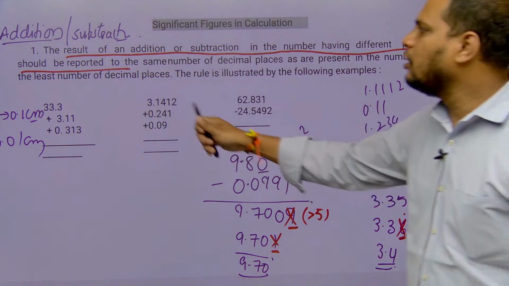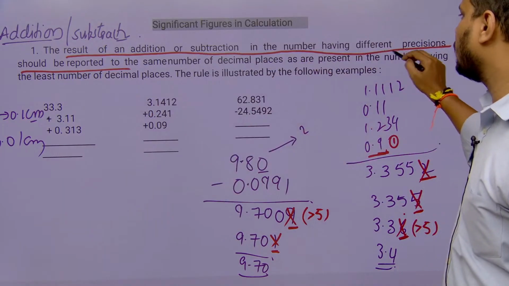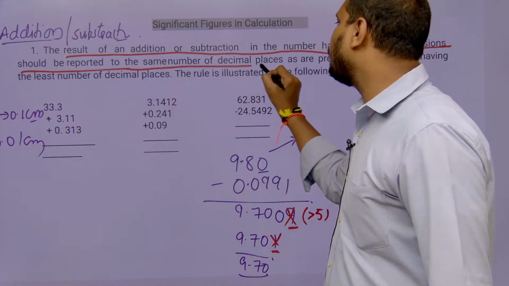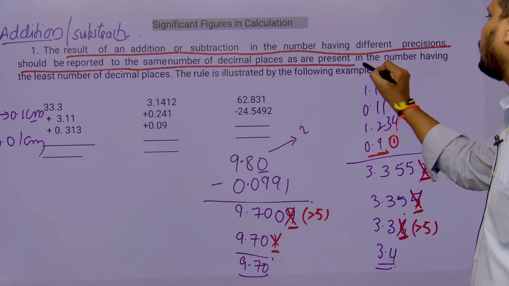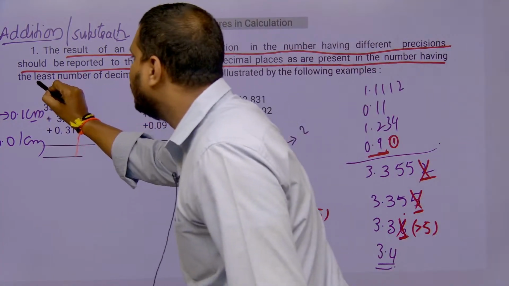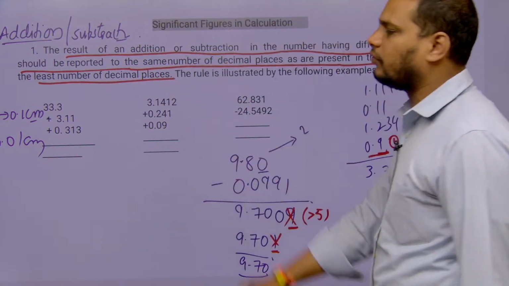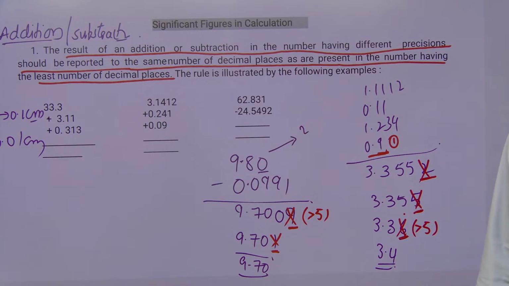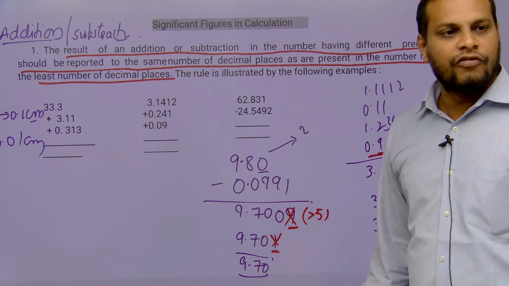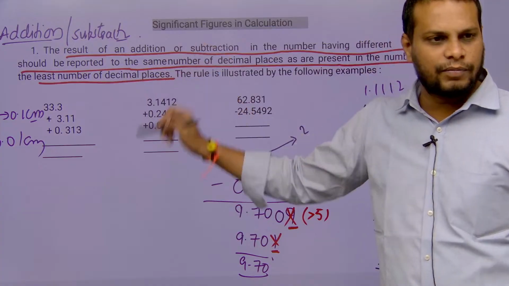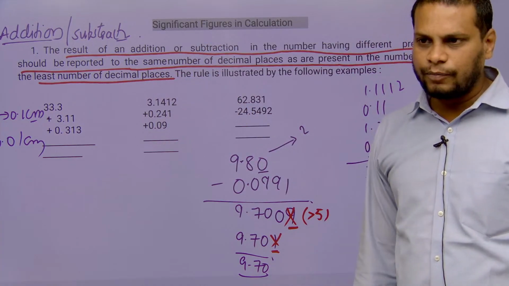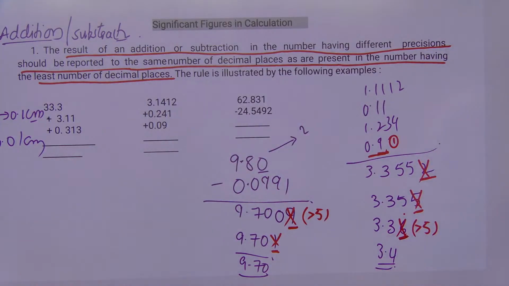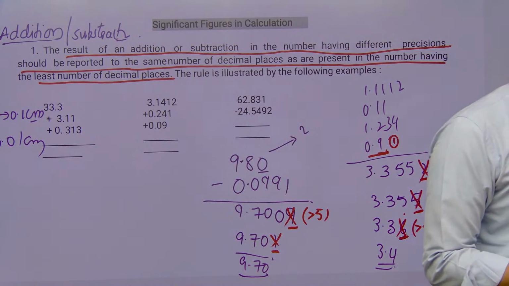So what they have given: the resultant of addition or subtraction of given numbers having different precision should be reported to the same number of decimal places as present in the number having the least number of decimal places. Are you clear up to here? Just write down that statement, because for NEET level statement based questions will also appear.